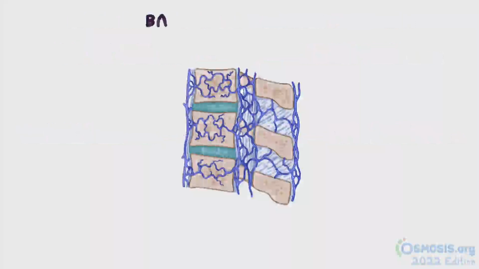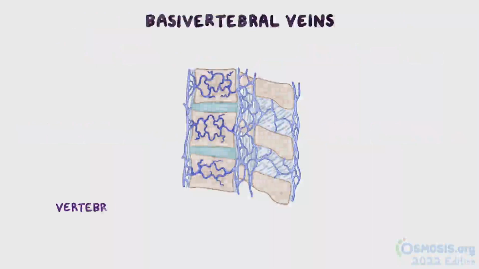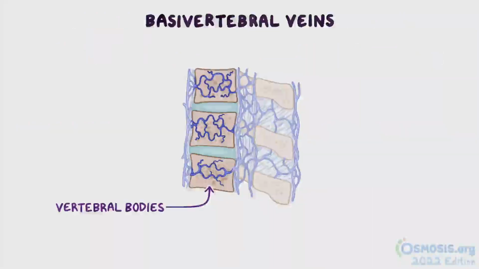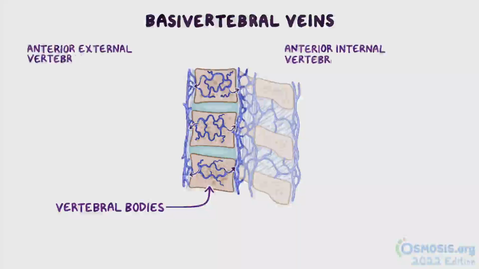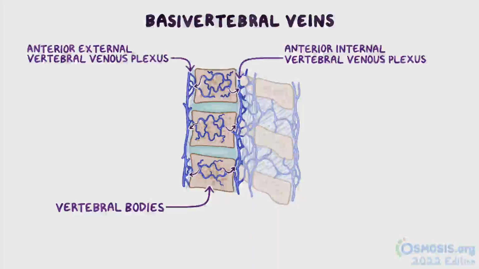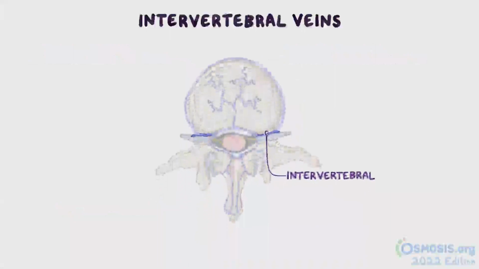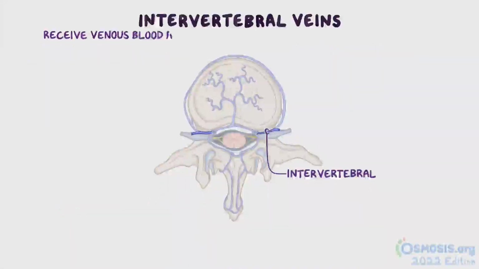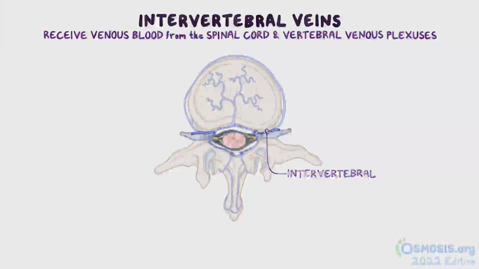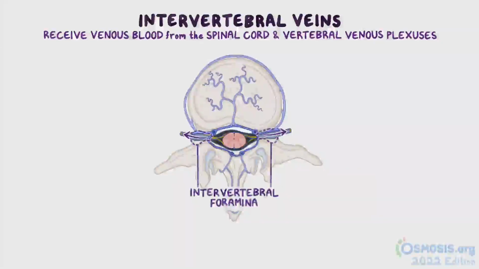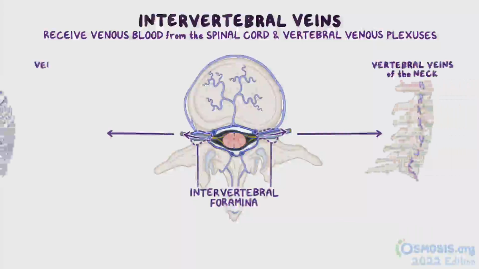Next are the large basivertebral veins, which drain the vertebral bodies. These veins emerge from the small foramina on the surfaces of the vertebral bodies and drain into both the anterior internal and anterior external vertebral venous plexuses. Finally, the intervertebral veins. These veins receive venous blood from the spinal cord and vertebral venous plexuses. Then, taking the same path as the spinal nerves, they exit the spinal canal through the intervertebral foramina, draining into the vertebral veins of the neck and the segmental veins of the trunk.